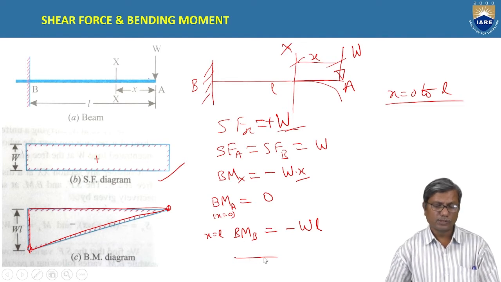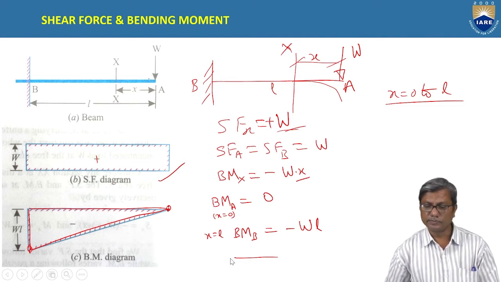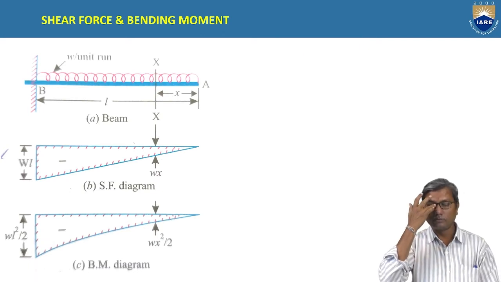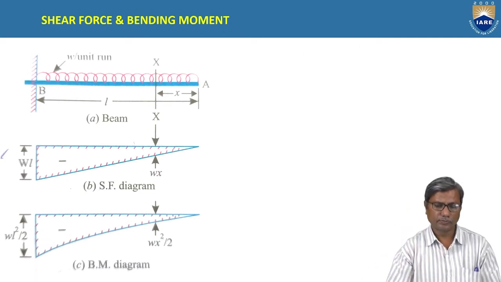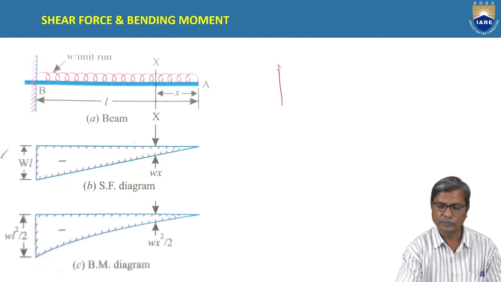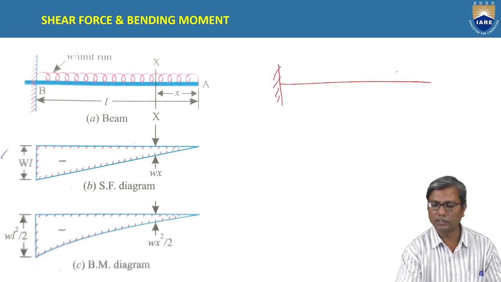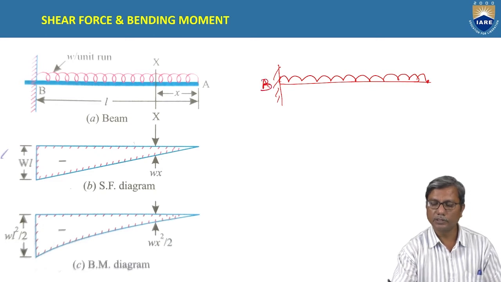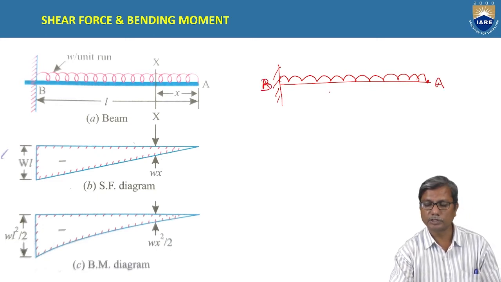Now consider some other problem: a UDL, uniformly distributed load acting over the entire span. When the UDL is acting, this is B and this is A. Span is L.